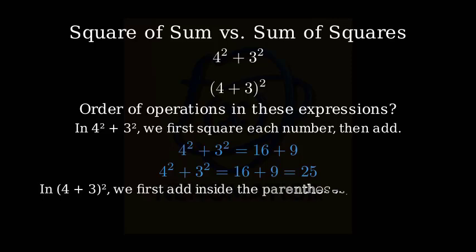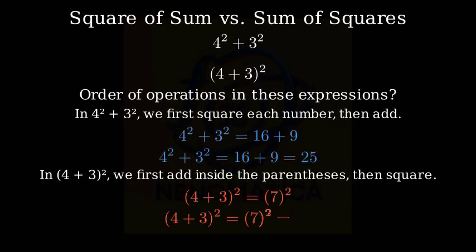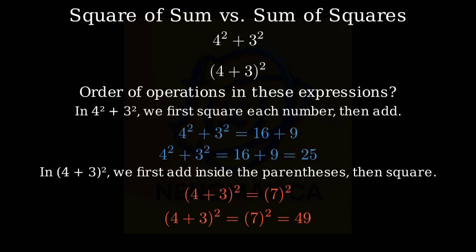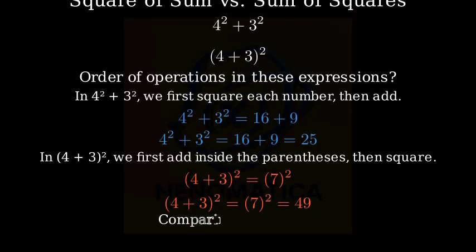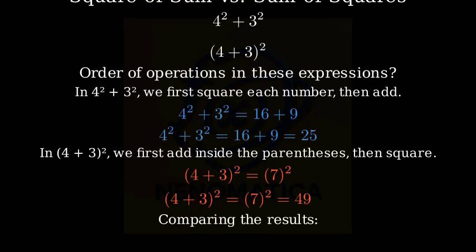Now for the second expression, the square of 4 plus 3. In this expression, we first perform the addition inside the parentheses, which gives us 4 plus 3 equals 7. Then we square this result. 7 squared equals 49. As we can observe, these two expressions give different results.